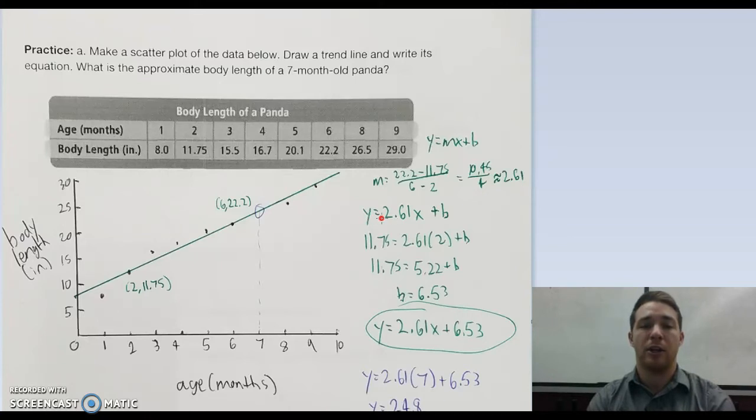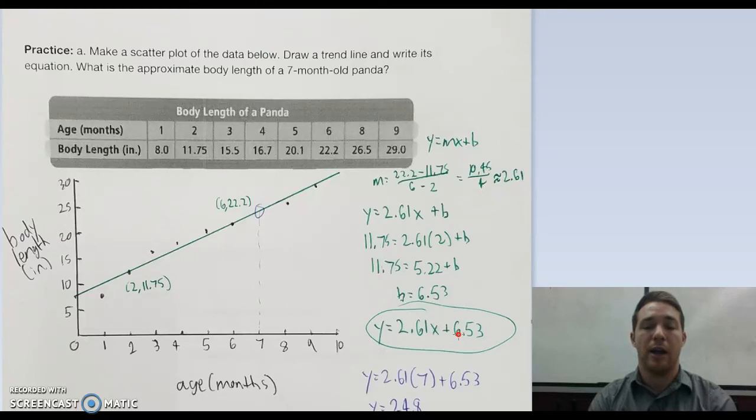So now my equation has the slope written in it, 2.61x, and I still need to find an intercept. And again, you can kind of estimate the intercept based on your graph, but I'm just going to find the intercept exactly using our points. So if I plug in one of those points, for example, x is 2, y is 11.75, I plug in 2 for x, 11.75 for y, and I can use that to solve for b like we did in that first semester. So subtract and isolate for b.